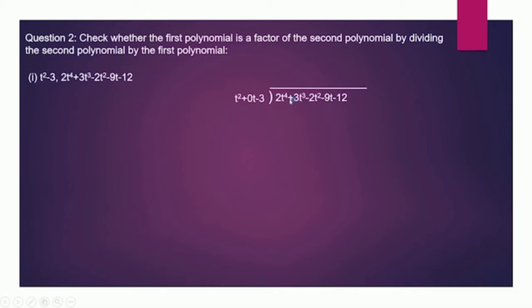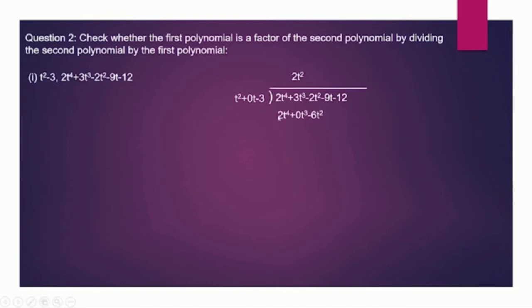When we divide 2t to the power 4 by t square, we will get 2t square here. Therefore, we can write 2t square here. Now, in the next step, we need to multiply 2t square into t square plus 0t minus 3. So, when we multiply 2t square into t square, we will get 2t to the power 4. 2t square into 0t, we will get 0t cube, and 2t square into minus 3, we will get minus 6t square.